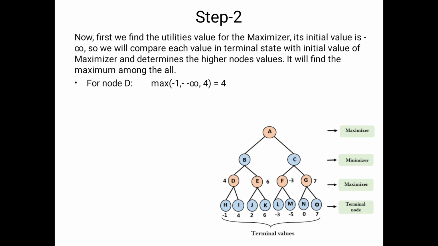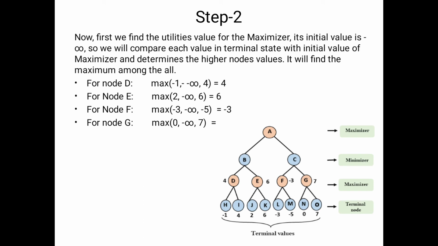Suppose we consider capital E. The child nodes are J and K, values are 2 and 6. Which is the maximum value? 6. Here initially the maximum value is minus infinity, which we may or may not consider because it is negligible. At node F we have the child nodes L and M, minus 3 and minus 5. The maximum value is minus 3. Finally at capital G, the child nodes are N and O. The values are 0 and 7. Okay, so which is the maximum value? 7.